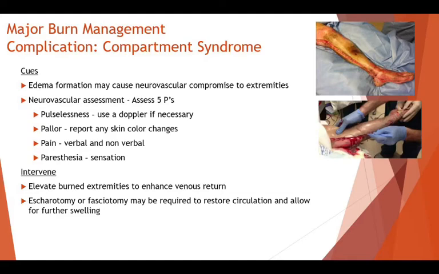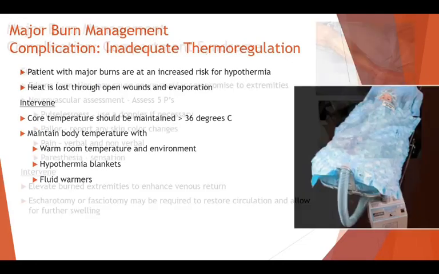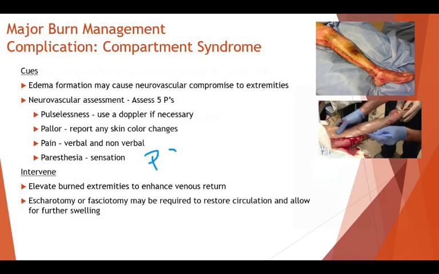What's the 5th P? Sorry, the 5th P is paralysis, or not being able to move the extremity. Pulselessness, pallor, pain, paresthesia, and paralysis would be the 5 Ps. So always, just like with a fracture, even though there's no broken bone, we know there's swelling going on, and swelling, if it gets into that interior compartment, can cut off blood flow and nerve sensation to the lower extremity.